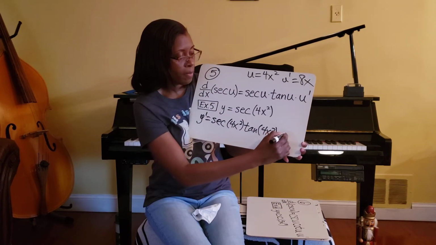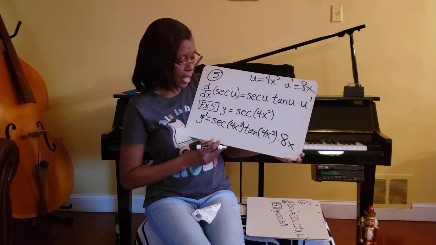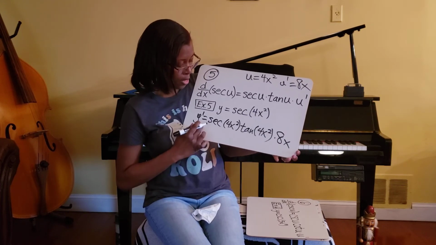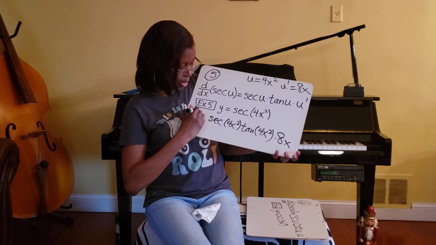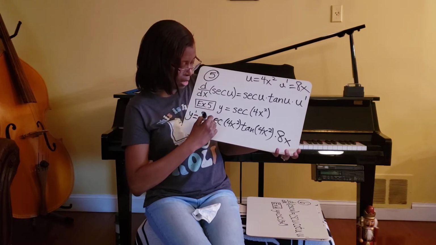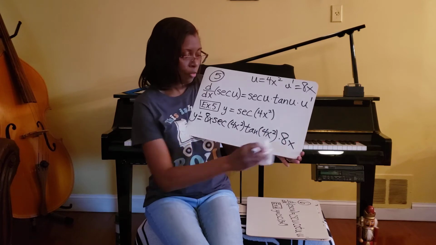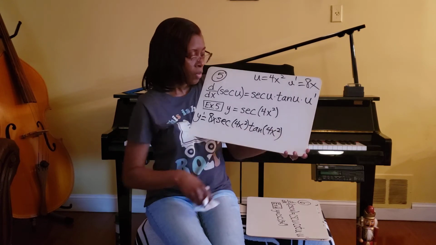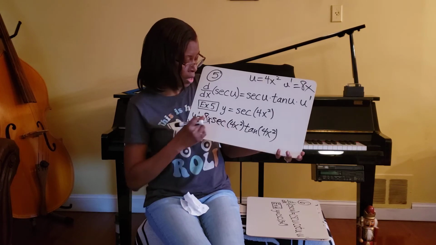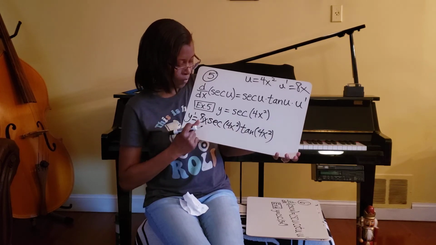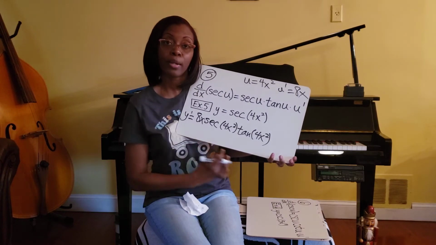All right, so if we multiply by 8x, all I have to do is bring that 8x to the front. So let's just move it over and bring it to the front. So y prime equals 8x. Bam, put it to the front and get rid of it off the end. Okay, so we got secant tan. You leave the u's the same, multiplied by the derivative of the u, 8x. That's the answer right here on the bottom.